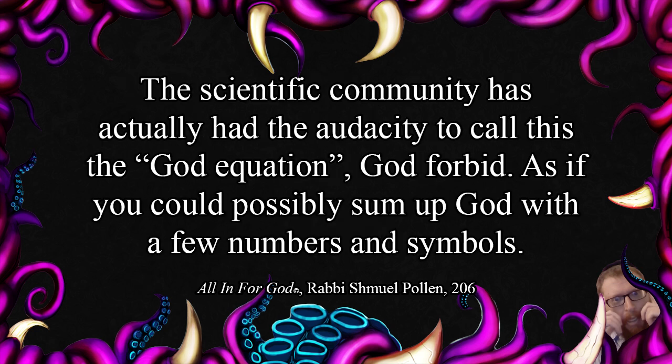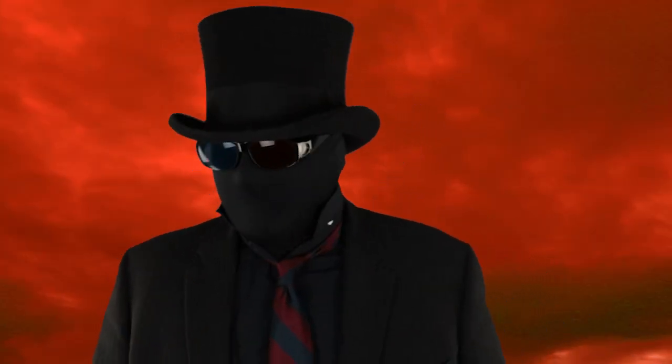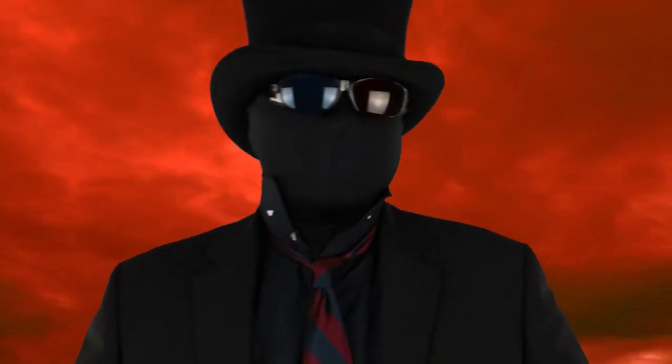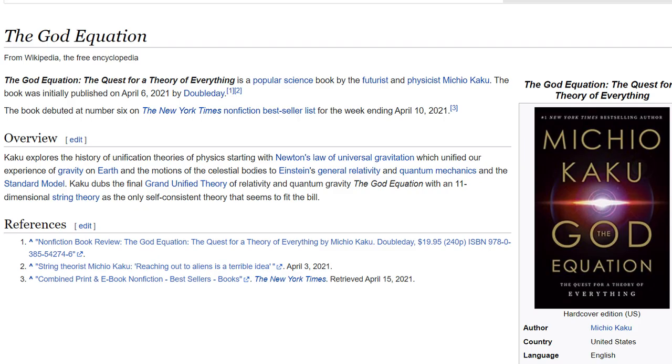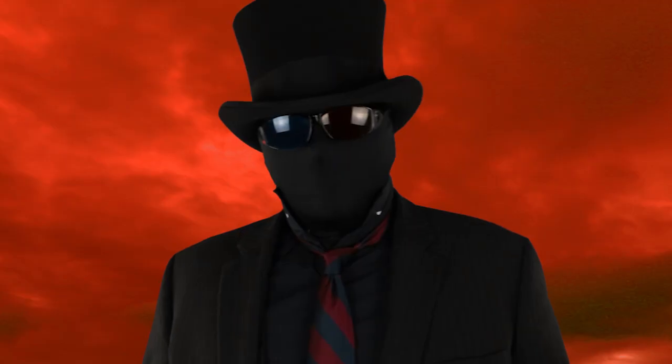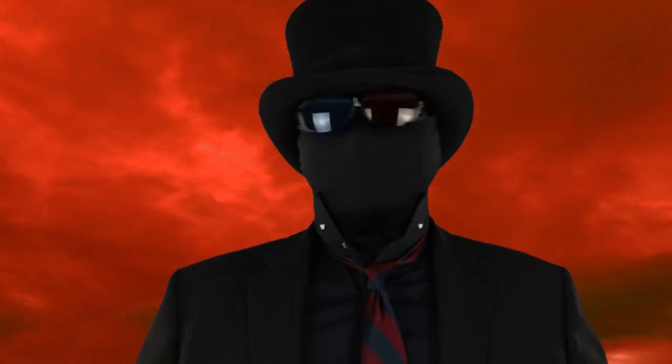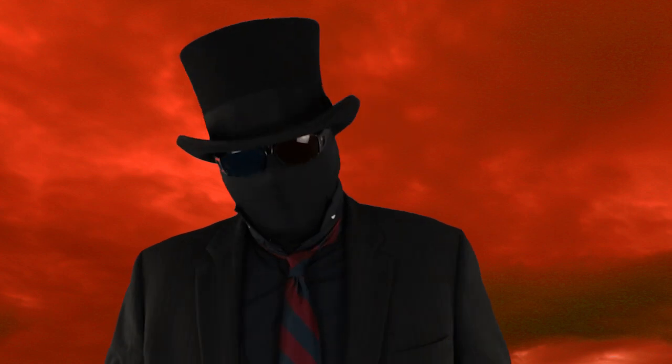The scientific community has actually had the audacity to call this the God equation, God forbid, as if you could possibly sum up God with a few numbers and symbols. Maybe I'm just out of the loop here, but I've never heard anyone use that phrase in reference to E = mc squared. I even searched for the phrase, and what I found was a book by Michio Kaku called The God Equation, The Quest for a Theory of Everything, which is not about E = mc squared. It seems to be about grand unification and how Kaku thinks string theory might be it. So maybe I'm just missing something, but I don't see anyone referring to E equals mc squared this way, and certainly not the scientific community in general.